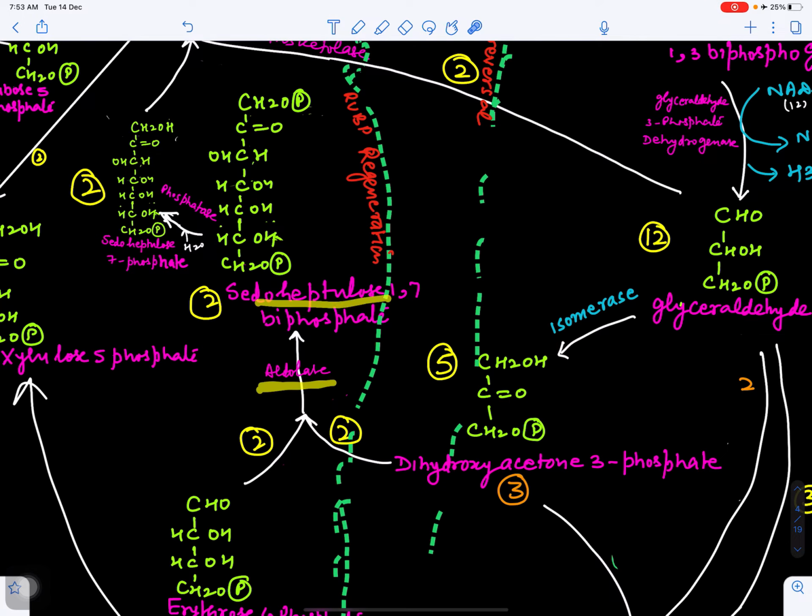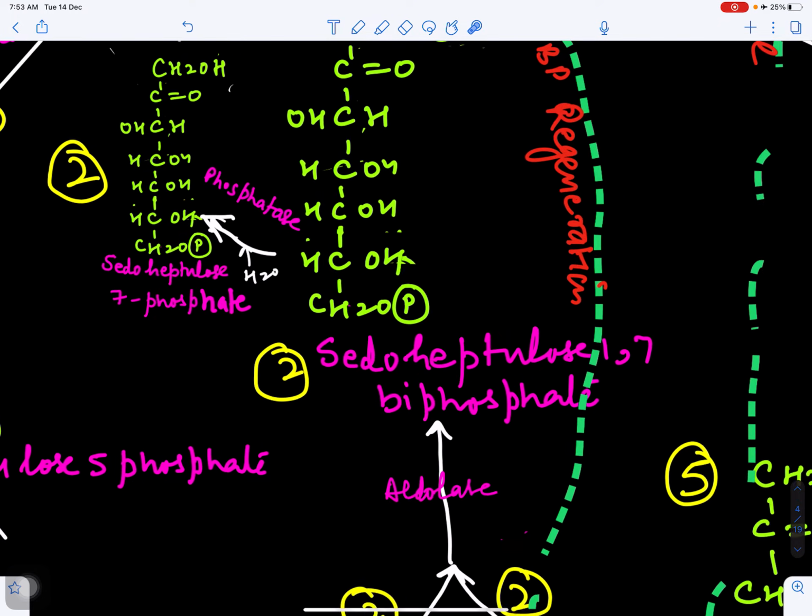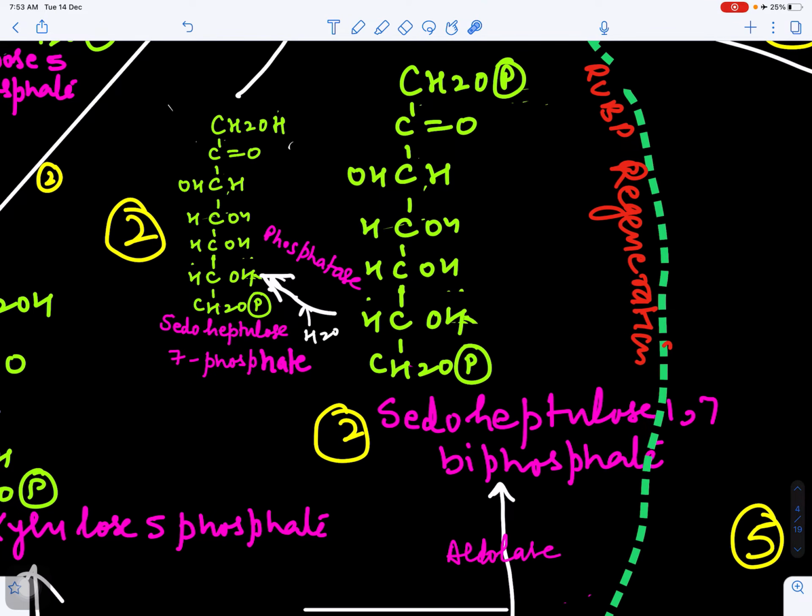Now sedoheptulose 1,7 bisphosphate will lose its phosphorus and will get converted to sedoheptulose 7 phosphate. At the 7th position only phosphate is there, right? So the enzyme required is phosphatase, which will remove the phosphorus, and this will get converted to sedoheptulose 7 phosphate. So 2 molecules of sedoheptulose 7 phosphate will be produced.